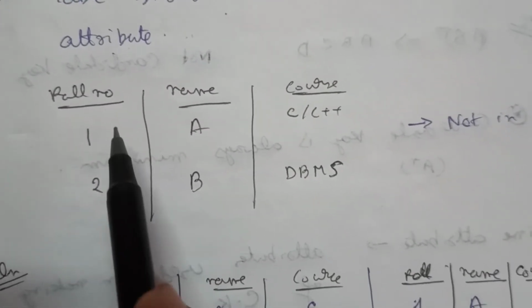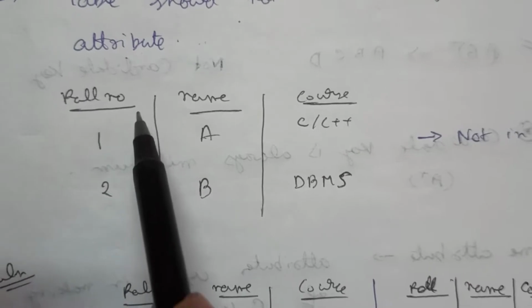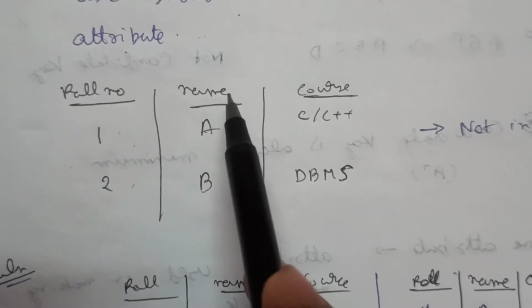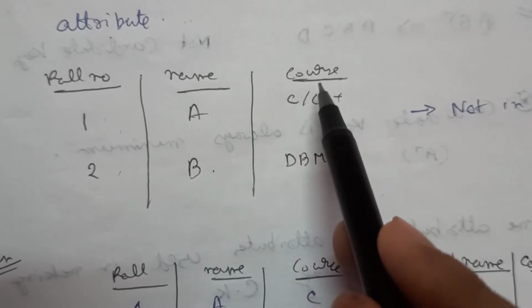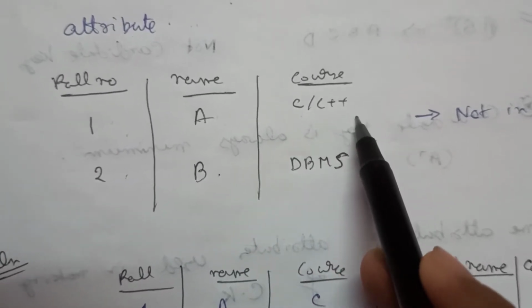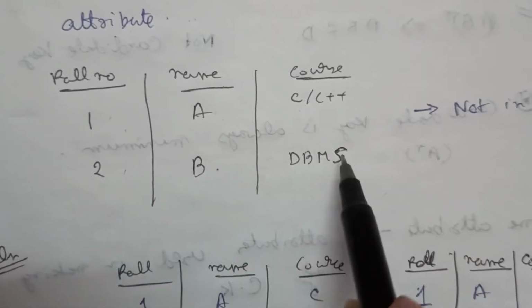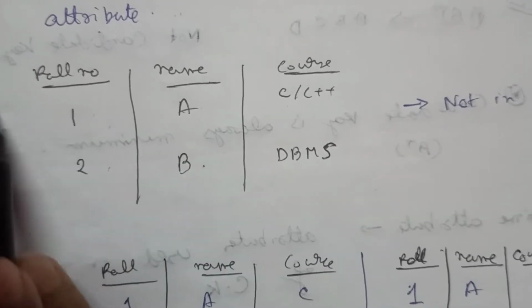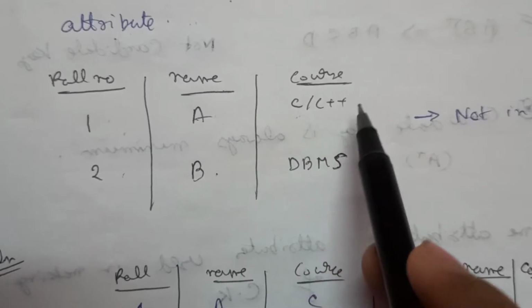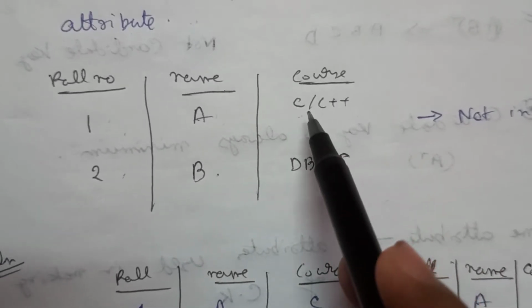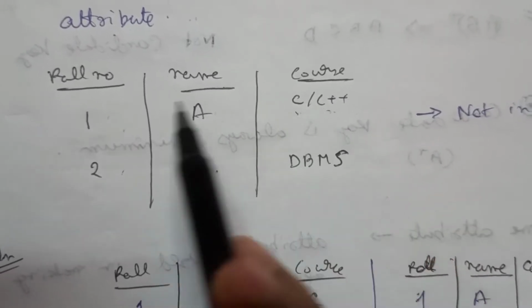Suppose this is a table. There are two students here, roll number 1 and 2. Their names are A and B, and roll number 1 has two courses, C and C++. Roll number 2 has only one course, DBMS, so that's not the problem. But see here, roll number 1 has two courses enrolled, C and C++. So this particular column has two values for a particular person.